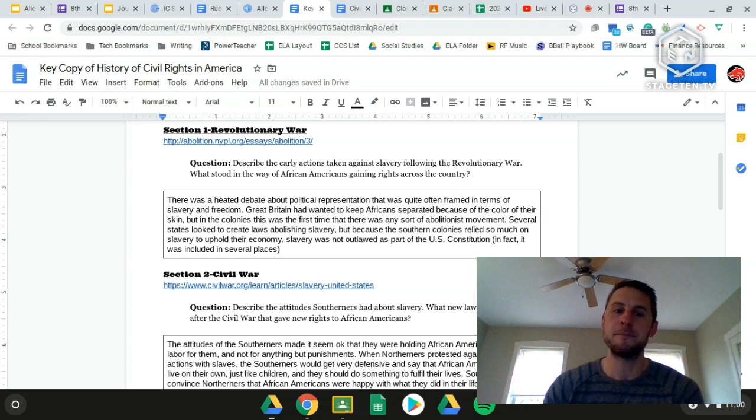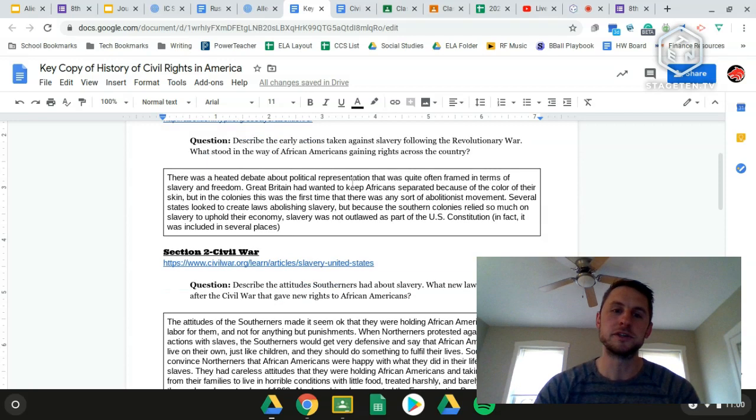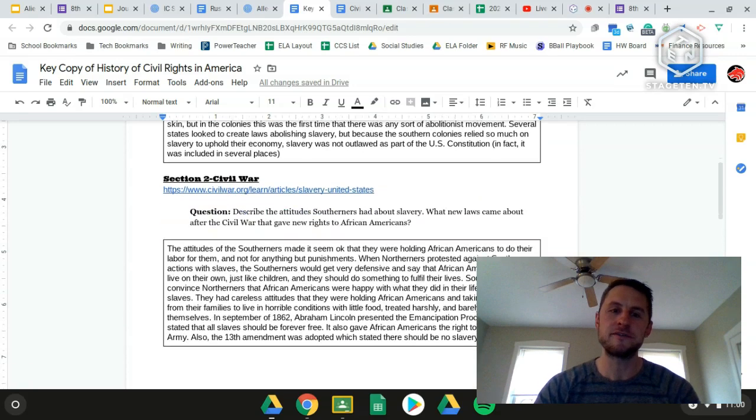So that was the main things standing in the way. The fact that the South really wanted slavery and that it was written into the Constitution. One place, for example, would be the Three-Fifths Compromise. That was a challenge standing in the way of African Americans from the very beginning.